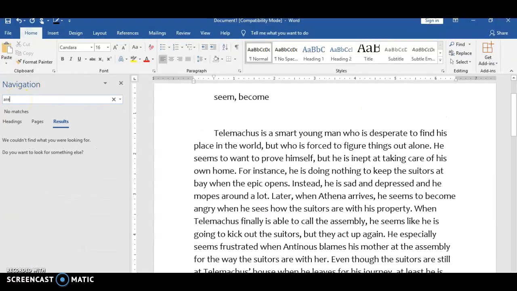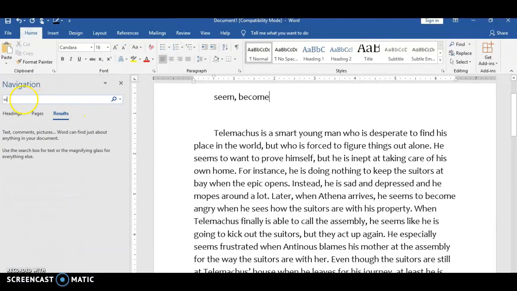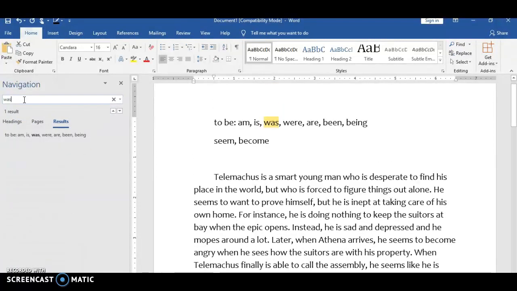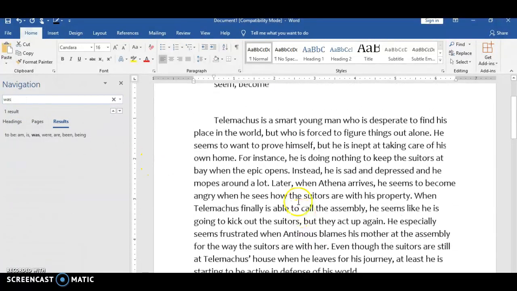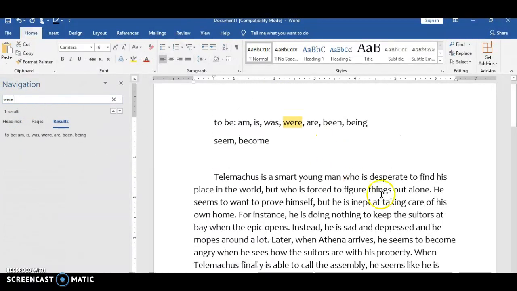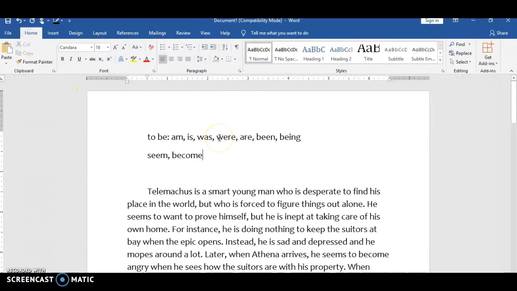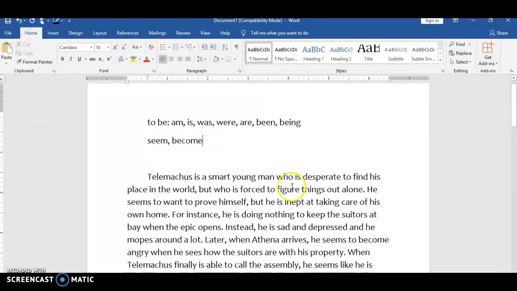I'm also going to try the word are and see how many I have. Quite a few of those. And again, as you can see up here, this is part of the word care, so that doesn't count. Was. Well, that one doesn't count because that's part of another word, and there's only one was. I guess that's a good thing. Type it in over here, were, and we'll see how many there are. Okay, not many. All right. So the idea is that you can easily search your paper to find those linking verbs.